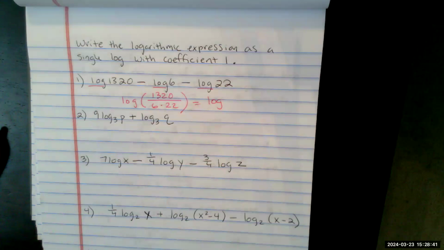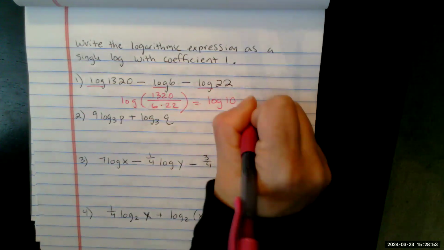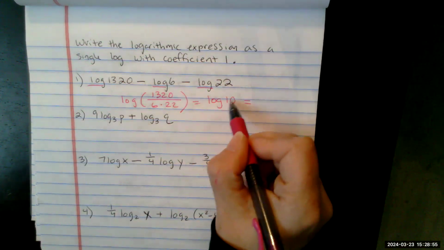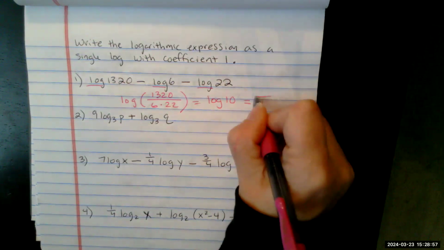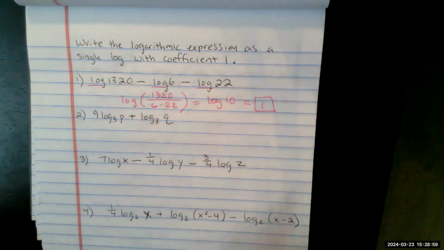So I'm going to reduce that and see what that is, since there's no variables in there. I can actually do it. So 1320 divided by 6 and divided by 22, and I get 10. And log base 10 of 10 I can do. So my final answer after all of that is just 1. So that one worked out nicely. They will not all work out nicely like that.